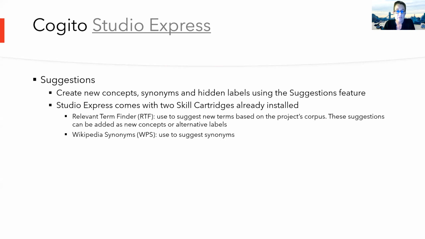One is RTF, which is a relevant term finder, used to suggest new terms based on a project's corpus. So you can load up a body of documents into Studio Express, and then add those suggestions as new concepts or alternative labels. The other one is Wikipedia synonyms, which is used to suggest synonyms. That's the one I'm going to show you in a minute.